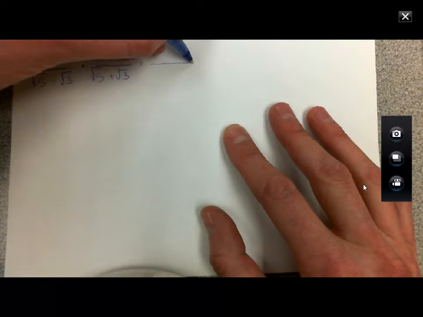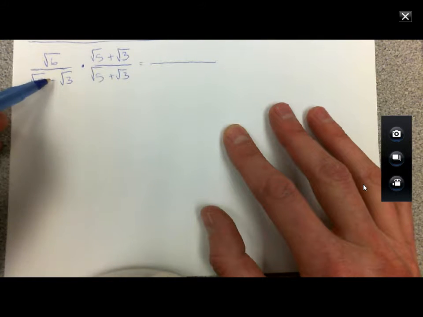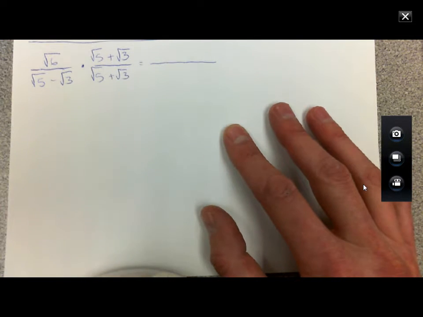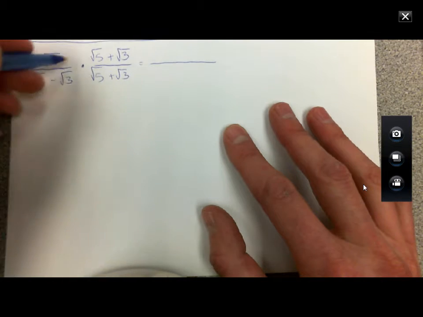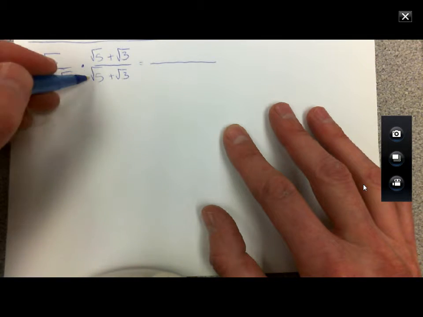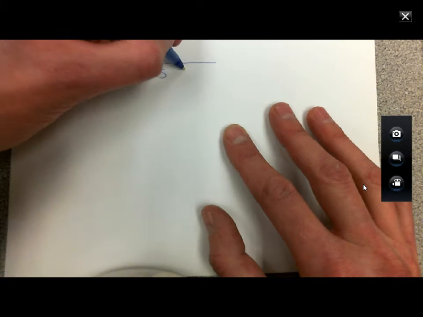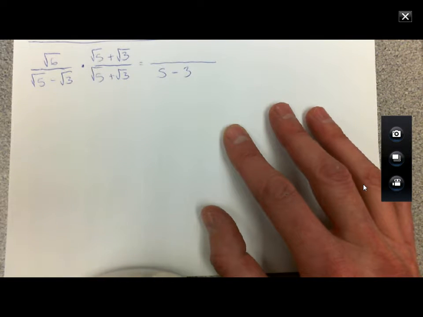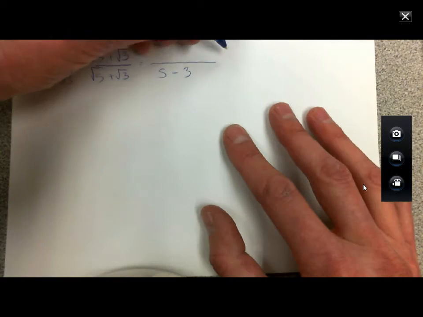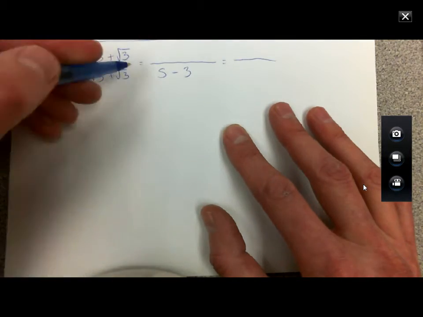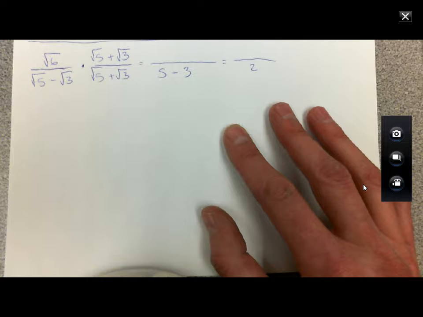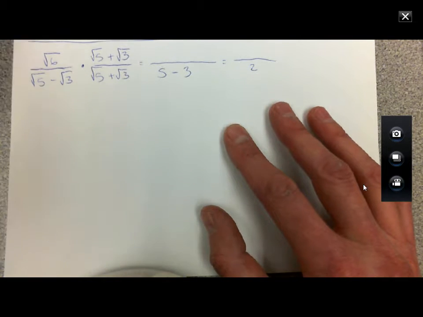Let's deal with the denominator first. So the denominator, we have a difference of perfect squares, essentially. If you expand this out, you have the square root of 5 times the square root of 5, which is 5. Square root of 3 times the square root of 3, which is 3. And we're subtracting. Now that's our difference of perfect squares. That works out really nice because 5 minus 3 is 2. Fast and easy. Now for the numerator.